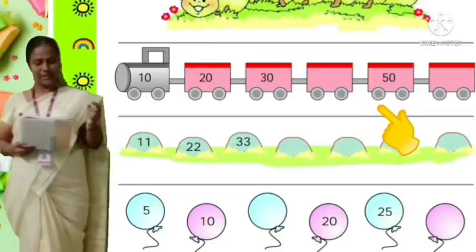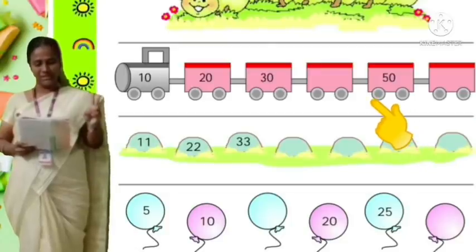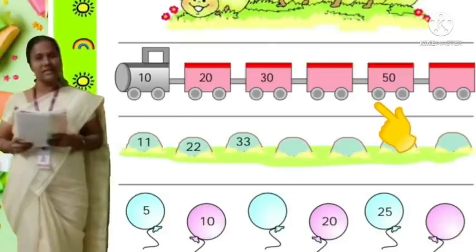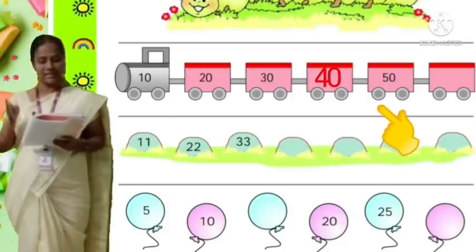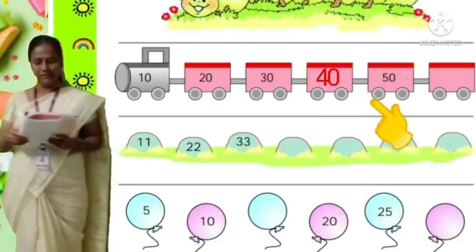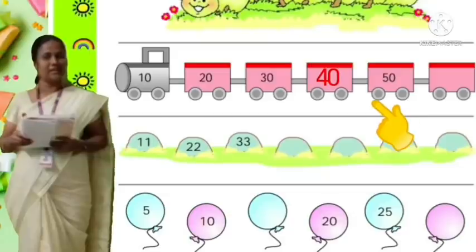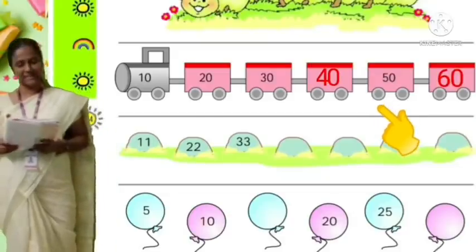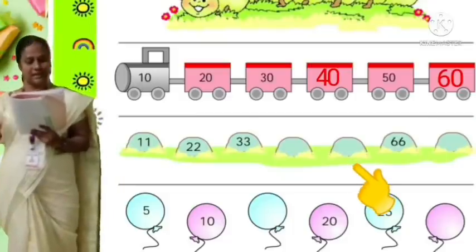Okay. So the first one is 10. The second one 20, the third one 30, the next one 40, the next one 50. What is the next one after 50? 60. Very good. Next also you have to skip 10 numbers.